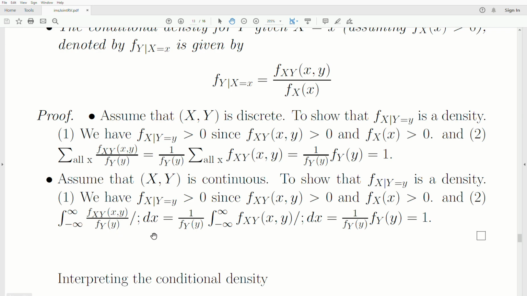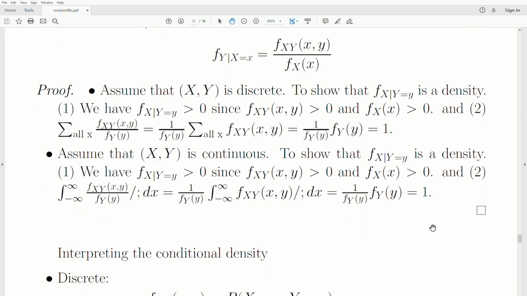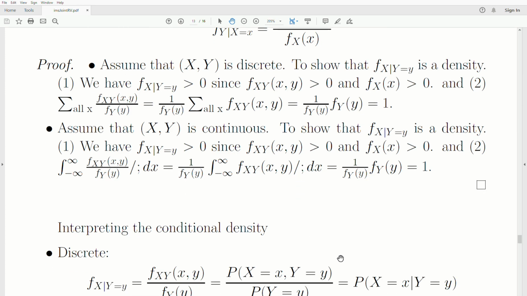So if we integrate, oh, that should be a space. I used the wrong slash in LaTeX, and I'll fix that. We're integrating over all x, so the f of y can come out front. We're integrating this joint density over all x, so that's the marginal of y, and then that ratio is 1, so it is a density function. And again, the paper version will have that corrected.